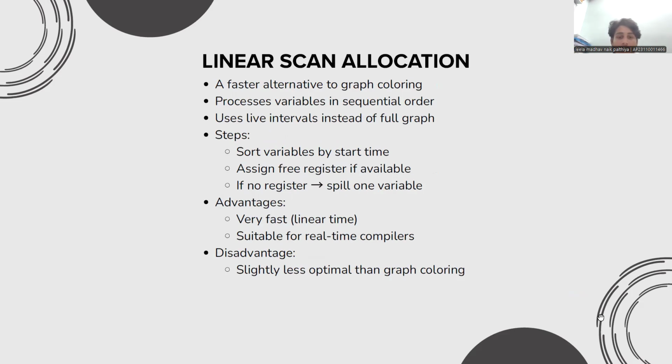Linear scan is a faster alternative. It processes variables sequentially using live intervals. If a register is available, assign it. If not, spill a variable to memory. It is fast but slightly less optimal than graph coloring.